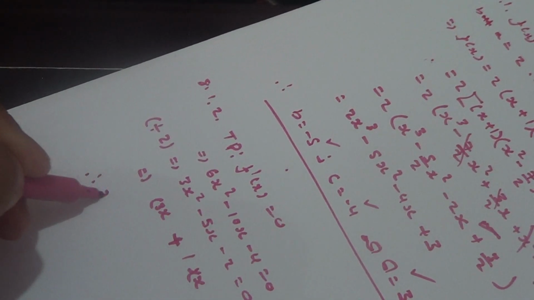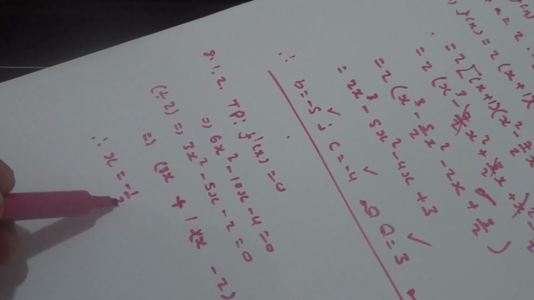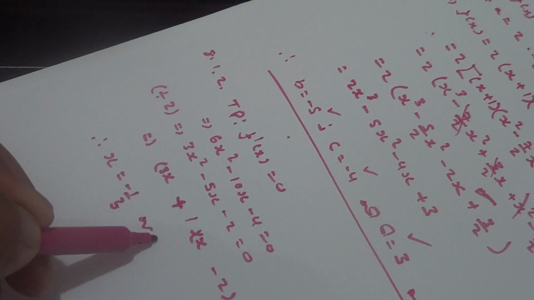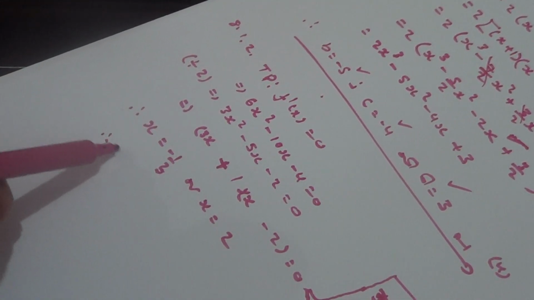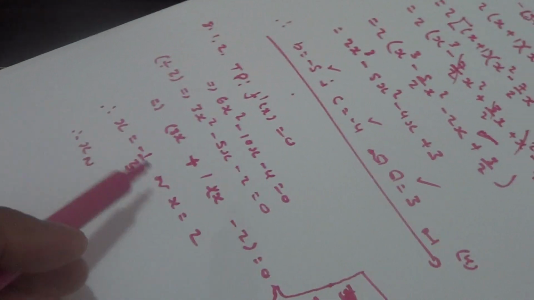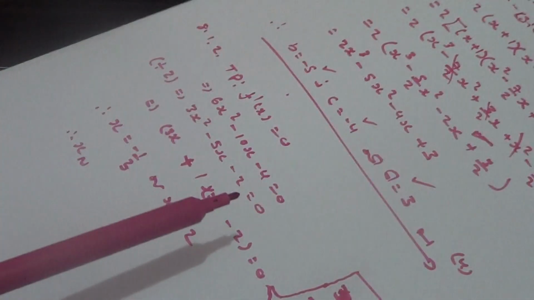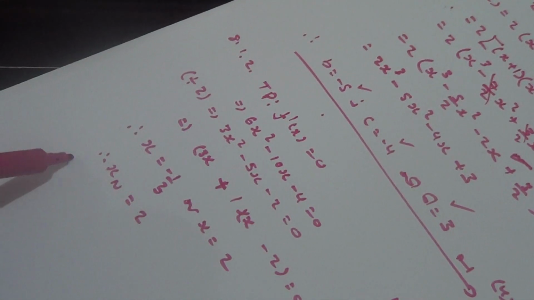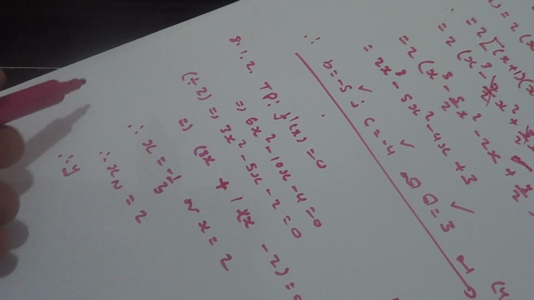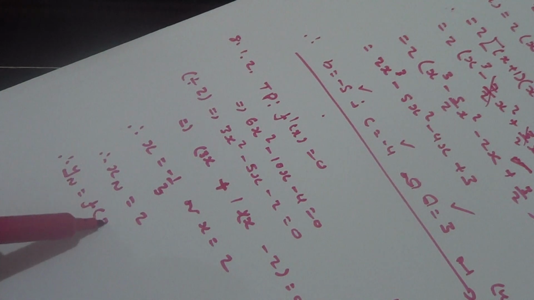Alright, so therefore here we know that x is going to be equal to minus a third, not a half, or x equals 2. Therefore we know x at n is the positive one, right? So this is the positive side, so it can't be the negative. It is going to be equal to 2. Therefore y at n is going to be f of 2.